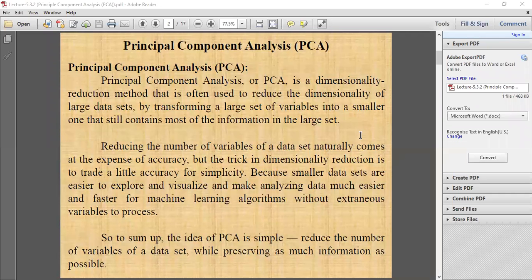Hello friends, today's topic is Principal Component Analysis, PCA. PCA stands for Principal Component Analysis.